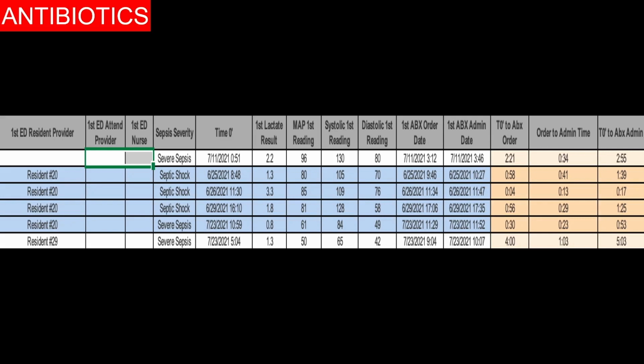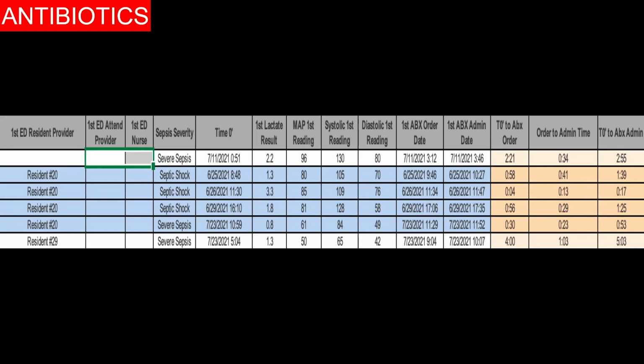As you can see on the first column, the name of the provider is blinded, and every provider gets a number. We have the sepsis severity, severe sepsis or septic shock, and then we determine some patient severity identifiers, such as the first lactate, first MAP, first blood pressure. And then we enter the time that the antibiotic was ordered, and then the time that the antibiotic was administered.